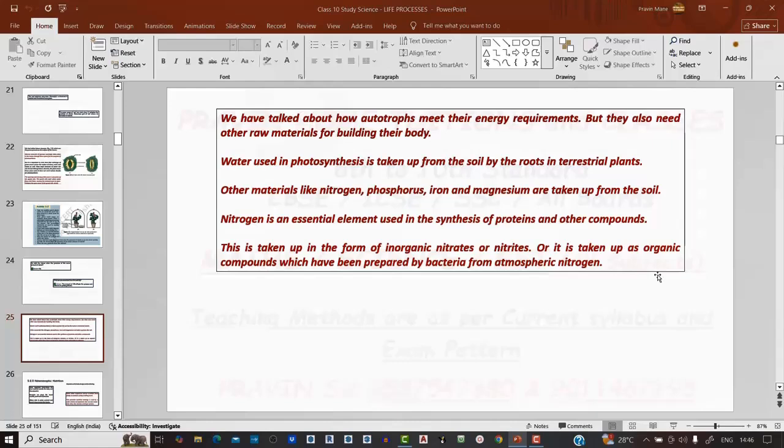Now, water used in photosynthesis is also taken up from the soil by the root in terrestrial plants. Other materials than carbon dioxide and water, such as nitrogen, phosphorus, iron, and magnesium, are taken up from the soil, from the manure. Nitrogen is an essential element used in the synthesis of protein and other compounds, and it is taken in the form of inorganic nitrates and nitrites.